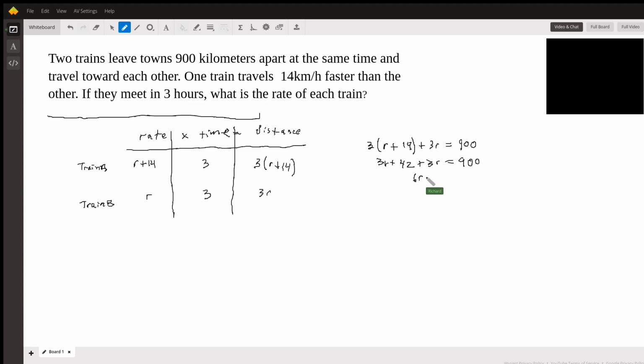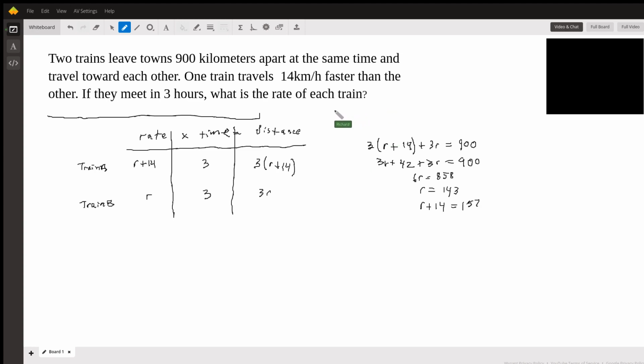So 6R is going to be 858. And R turns out to be 143. And then R plus 14, because we need the other one as well. R plus 14 is equal to 157. And that's it. Those are the two rates.